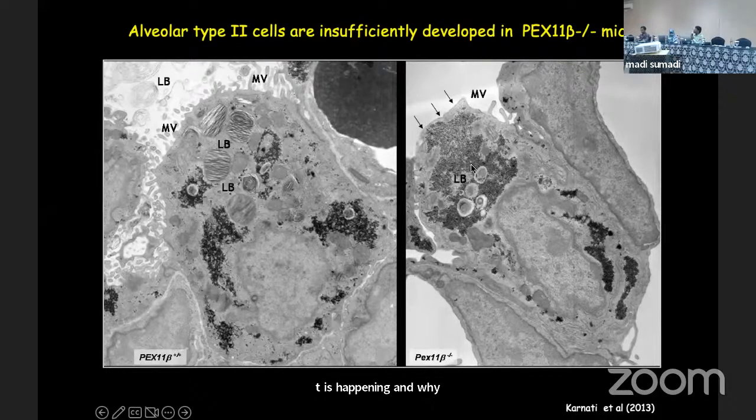And why do you not have lamellar bodies? Why do you not have microvilli here? Why do you have accumulated glycogen here? So all these questions will come up, and you make it positive.